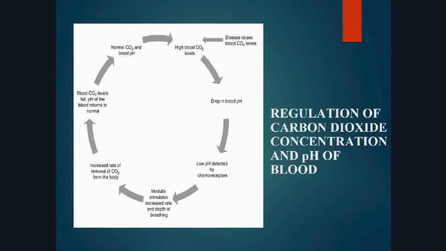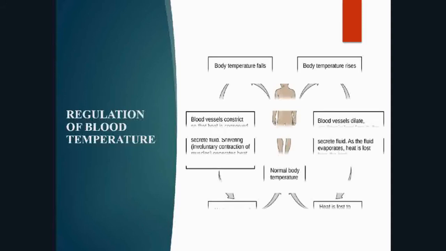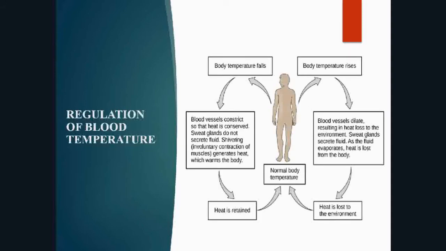This lowers the level of carbon dioxide in the blood, which ultimately raises blood pH, moving them back to their set values. Body temperature regulation is one of the examples of negative feedback system.